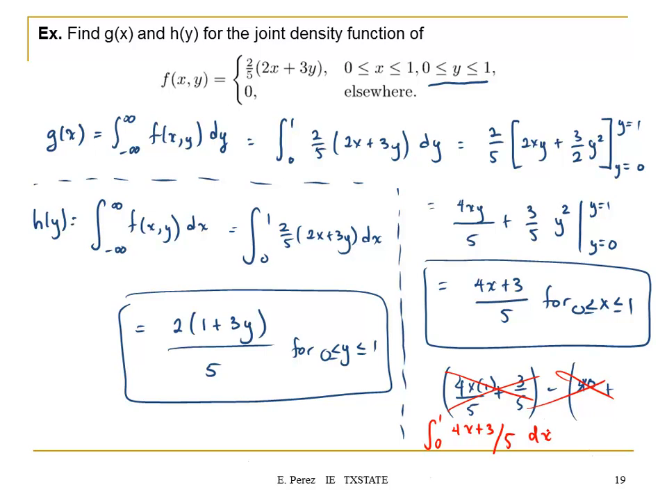Yes, sir. On h of y, in our integral is 2/5 times 2x plus 3y. Where did the 2 go? Here? We integrated down. Okay. Any other question? That's the x or dy. This one is the x.